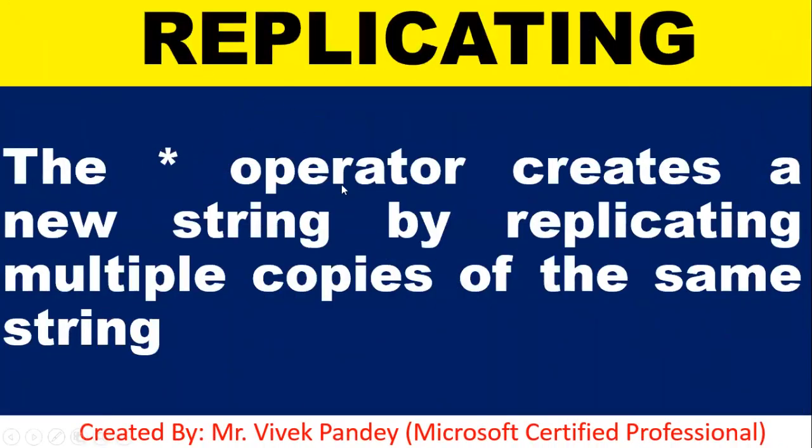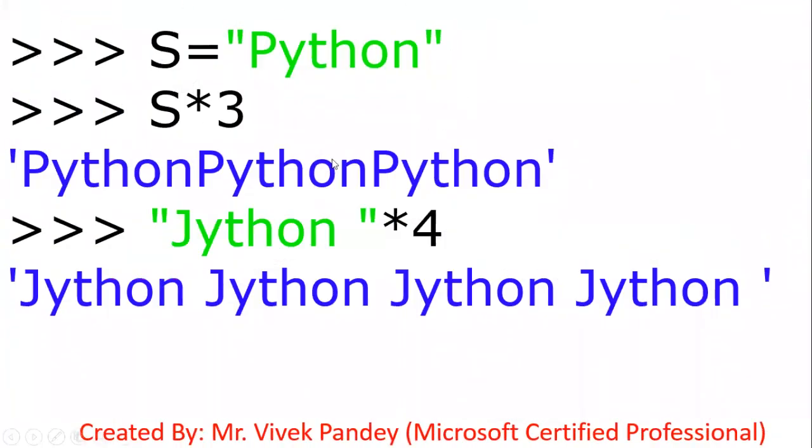Replicating. The star operator creates a new string by replicating multiple copies of the same string. So dear student, the star operator creates a new string by replicating multiple copies of the same string. See in this example, we are replicating the string Python 3 times. So Python will be printed 3 times on the computer screen. In the second example, we are replicating the string Jython 4 times. So Jython will be printed 4 times on the computer screen.